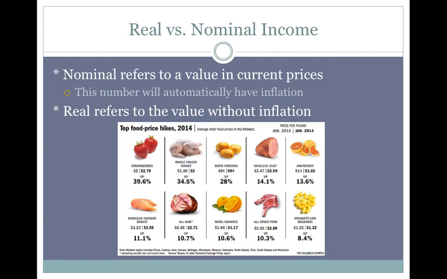Strawberries are getting much more expensive. Chicken, potatoes, ham, all sorts of different types of foods are getting more expensive. When everything gets more expensive in an economy, we call this inflation. And basically what happens is the buying power of the currency is lower. If I had $2, I used to be able to buy a pound of strawberries. But now I need $2.79 to buy that same pound of strawberries because the price has gone up.